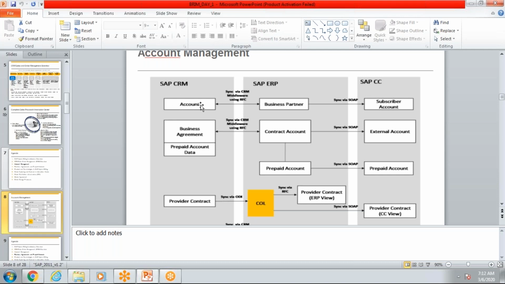In CRM, it is either account or business partner. And the customer data will be replicated between CRM and ECC through middleware settings using RFC calls. And to CC, it will be web service calls. I will show you where we will be maintaining the web service calls in ERP as well as CRM systems, at the end of the session, what web services we are maintaining.